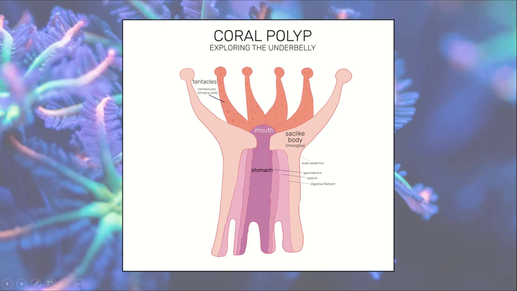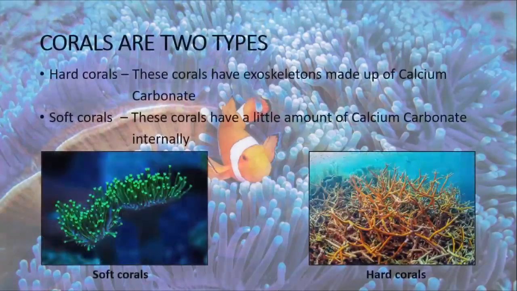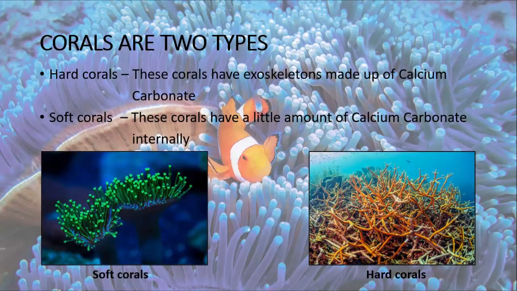Let's move on. We can categorize corals into two main groups: hard corals and soft corals. Hard corals have exoskeletons made up of calcium carbonate, and the soft corals have a little amount of calcium carbonate internally. And you can see there are two pictures of soft corals and hard corals.